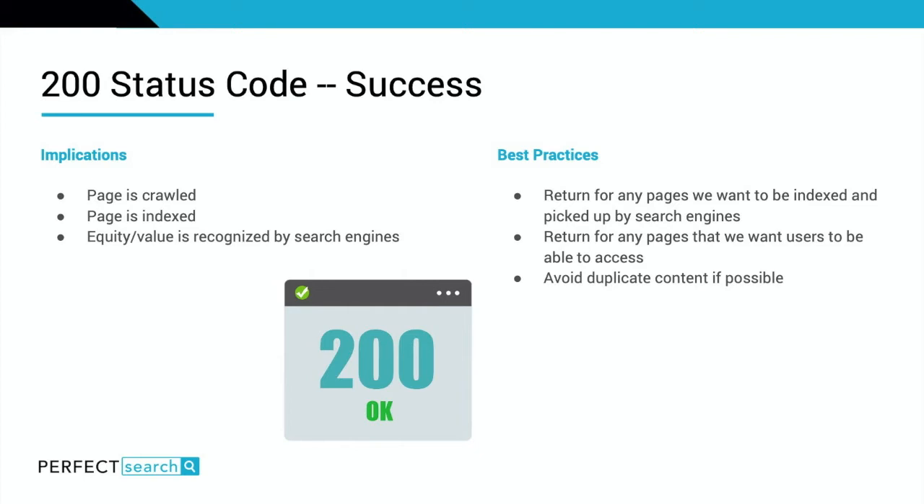When you see a URL that has a 200 status code, it means that page is able to be crawled, it's able to be indexed, and its equity is recognized by search engines. So best practices: any page on your website that you want to be picked up by search engines like Google or Bing, you want to make sure that all of those pages are 200 status.